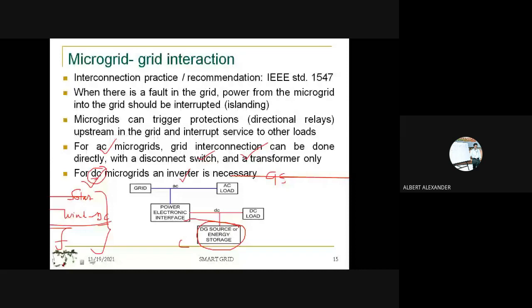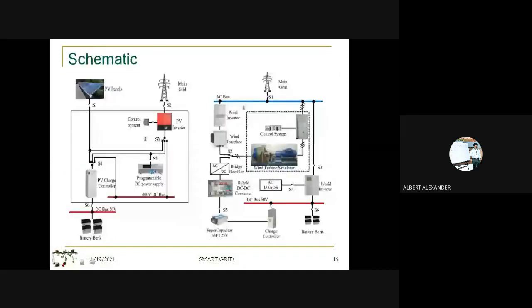So this is a schematic of the microgrids that I developed in the US. This is called a solar microgrid, and this is the wind microgrid. Let us explain the building blocks of the grid integration of my solar.